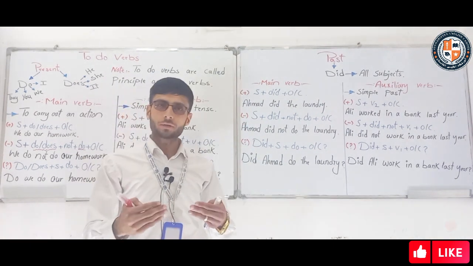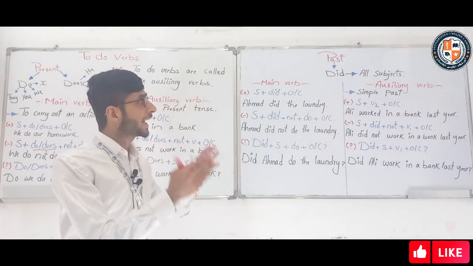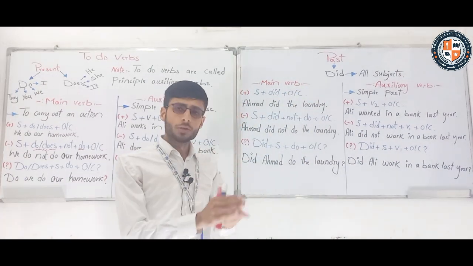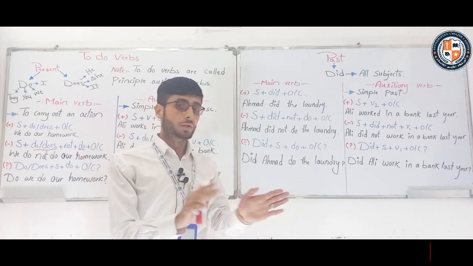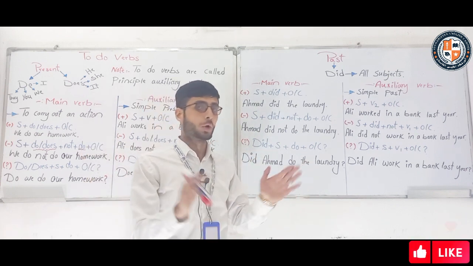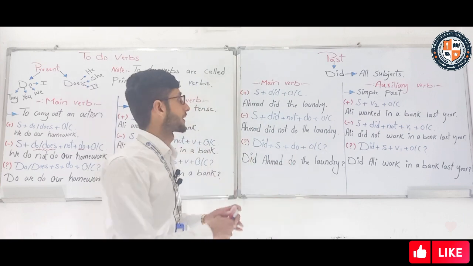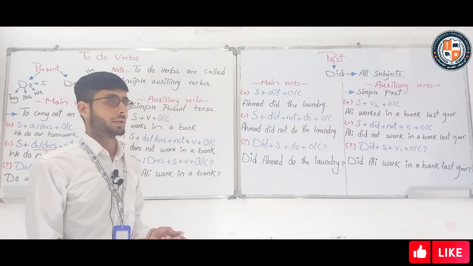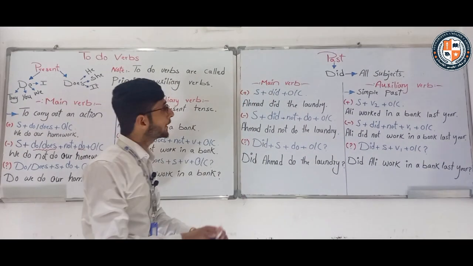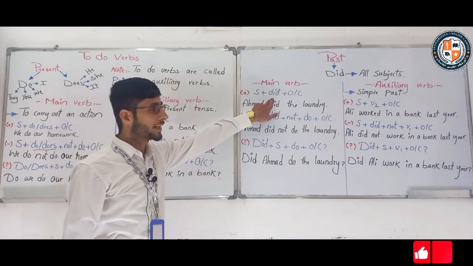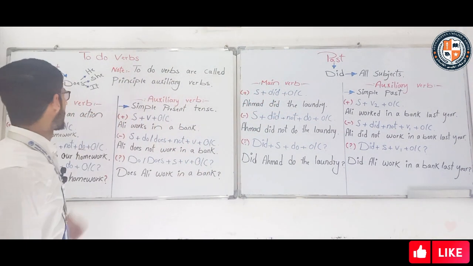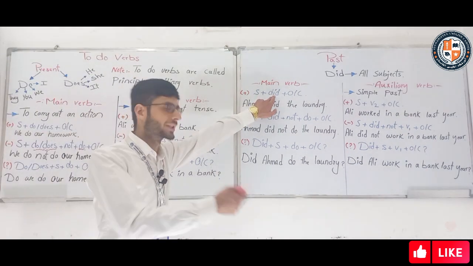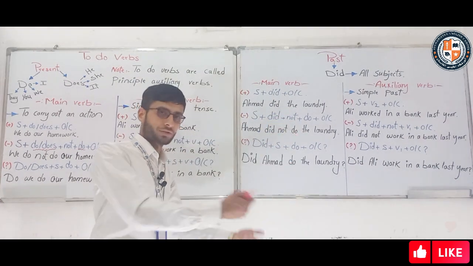Let's come to to-do verbs in simple past tense. Again, in simple past tense, there is one to-do verb. We can use it for all subjects. It's not important whether our subject is singular or plural. We should use it for all subjects. And here, again, we can use the to-do verb as a main verb and also as an auxiliary verb. Let's come to main verb. In main verb, we have subject plus did, object or complement. As you understood, in here we have do and does, but in simple past tense we should change it to did. Ahmad did the laundry.